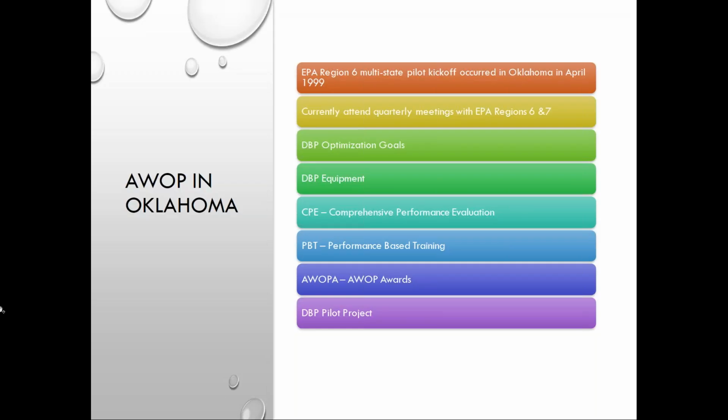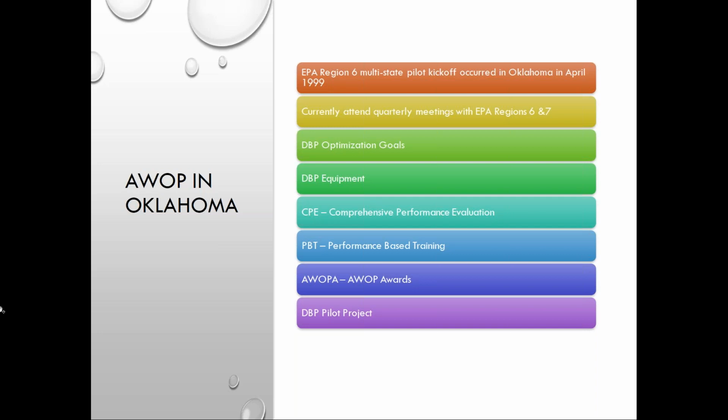Okay, AWOP in Oklahoma. Back in April of '99, EPA came to Oklahoma to do their multi-state pilot kickoff. And Oklahoma has been a part of AWOP ever since, so over 21 years. Region 6 has always been strong in AWOP, and we're currently attending quarterly meetings with not only Region 6 states, but also Region 7. Several years ago, Region 7 did not have a program, and Iowa asked if they could join Region 6's program, and so we welcomed them, as well as Missouri and Kansas, and now we have a joint program, and we've recently welcomed Wisconsin as well as Minnesota.